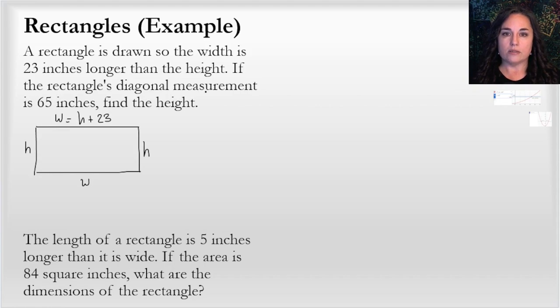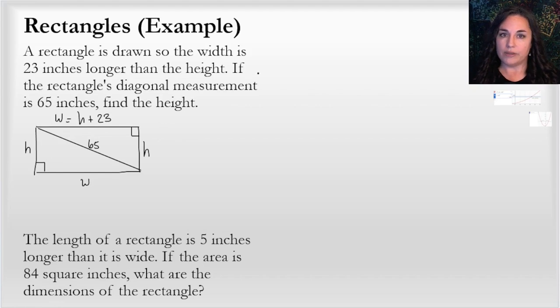If the rectangle's diagonal measurement is 65 inches, find the height. So they're telling me this distance here, the diagonal across here, is 65 inches. They tell me that value. Well, looking at this, I see a right triangle. You may see a right triangle here. We have two of them butted up against one another with that diagonal shared, right?